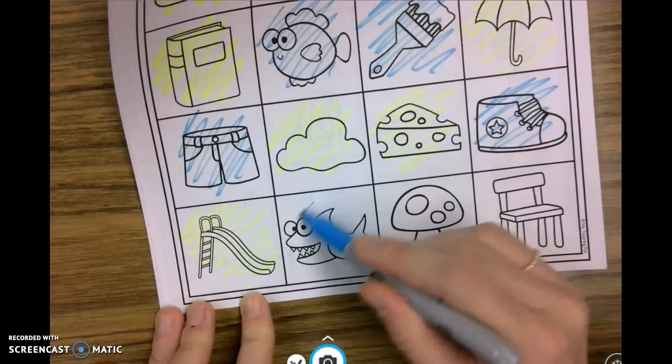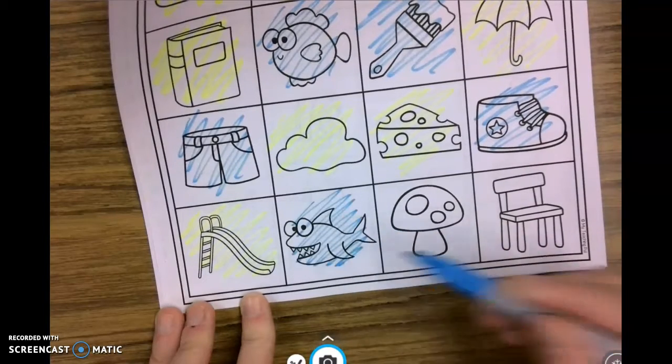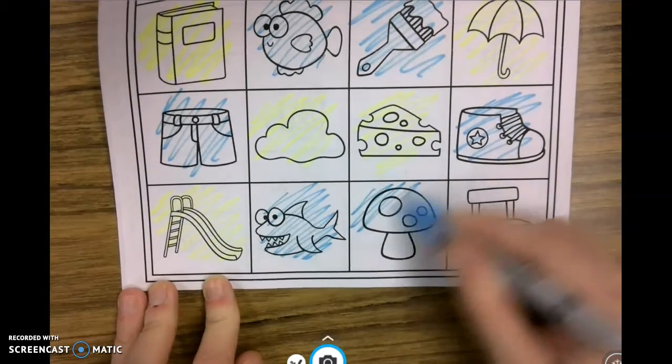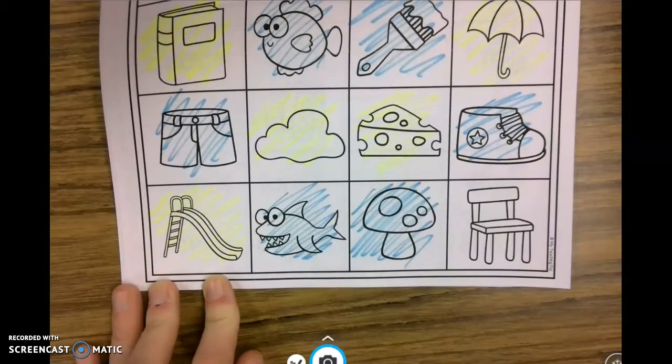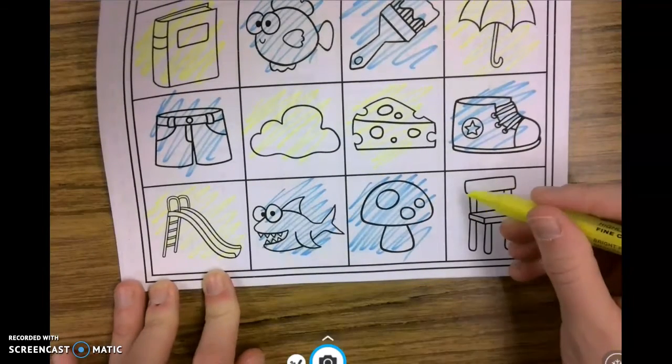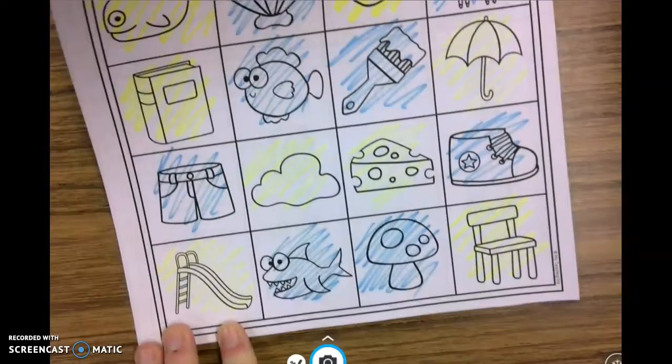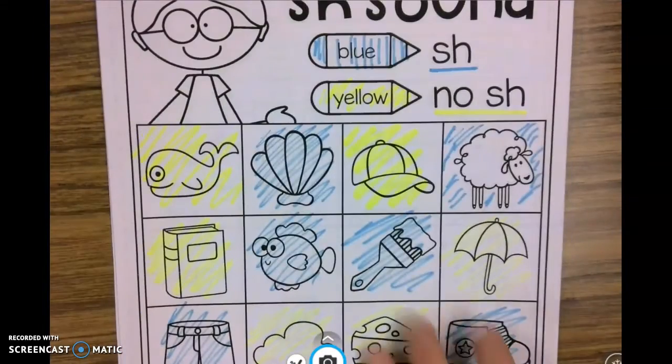Shark. I hear a sh at the beginning. And then mushroom. I hear a sh in the middle. And last of all, chair. Nope, different digraph. Okay, hopefully that made sense. Now let's look at the next page.